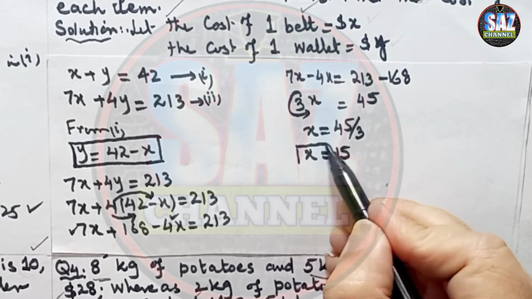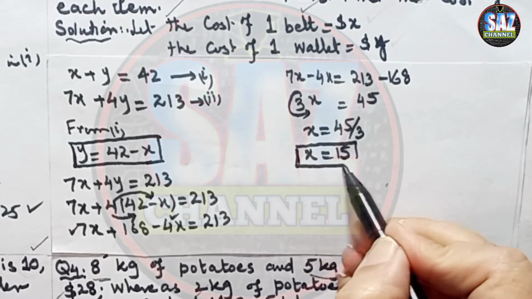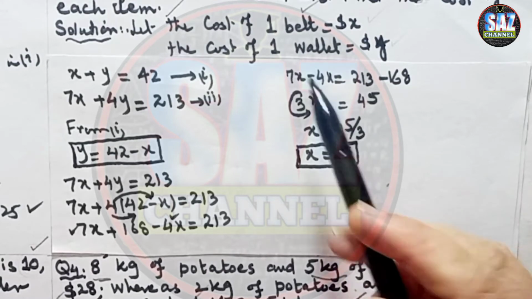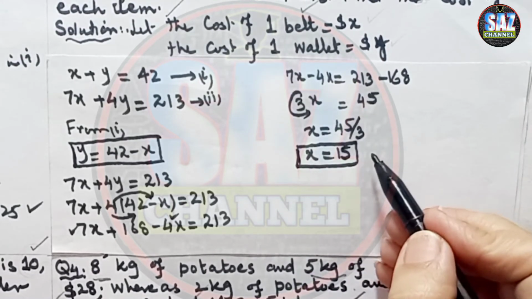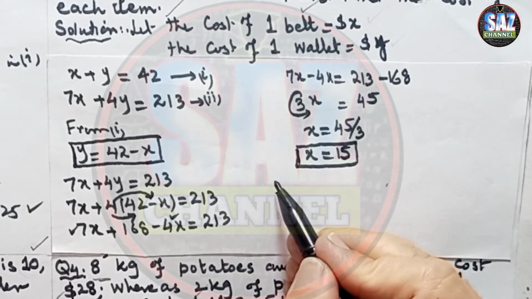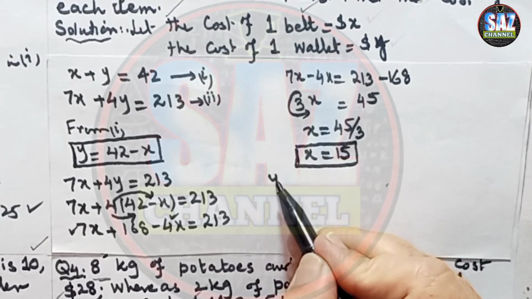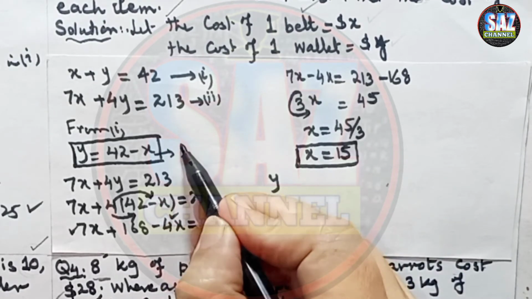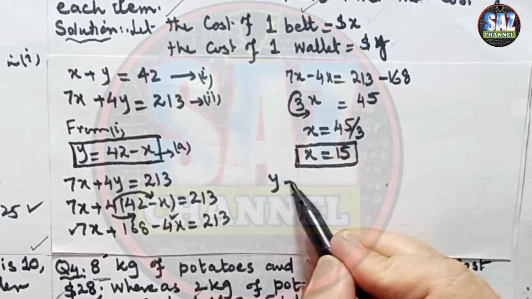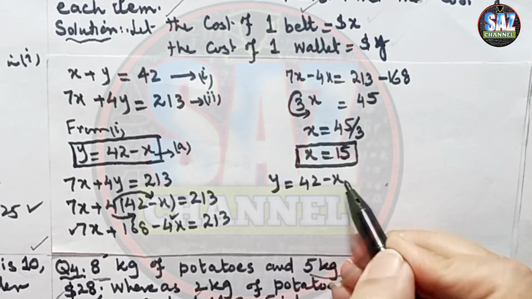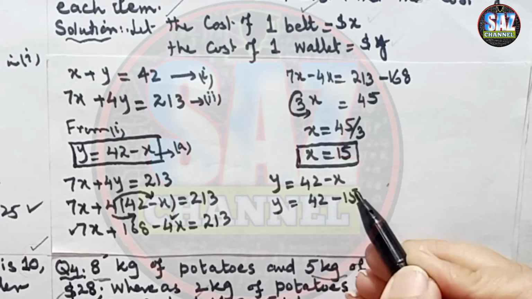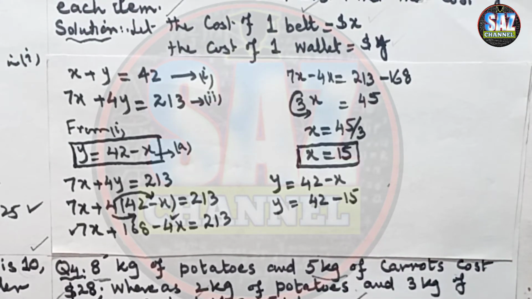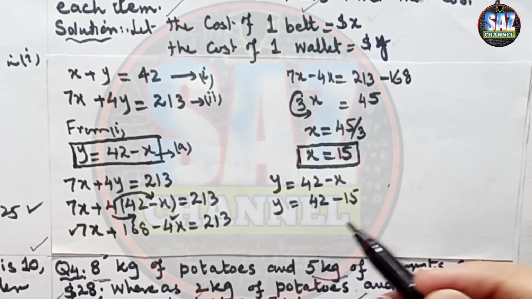And let me block the answer. If we look at the supposition that x is the cost of one belt, that means the cost of one belt is $15. In order to get the value of y, the cost of one wallet, I have to use this expression, the equation y equals 42 minus x, so y equals 42 minus 15. Take away 15 from 42, and that will be 27.